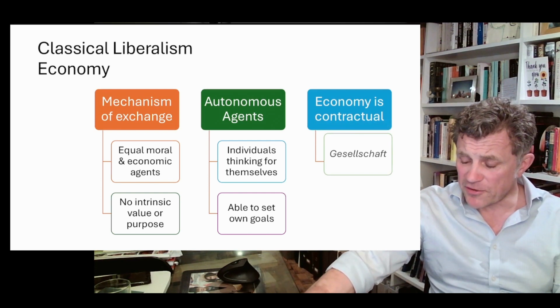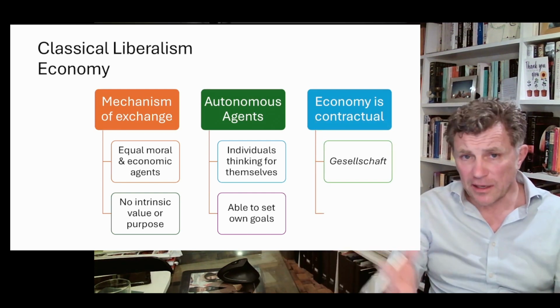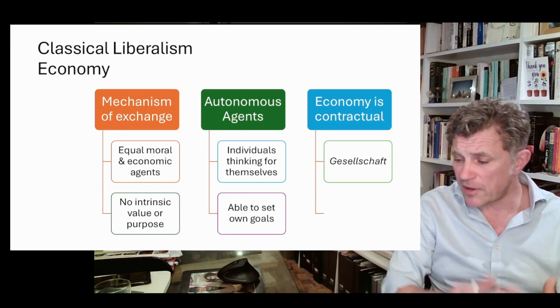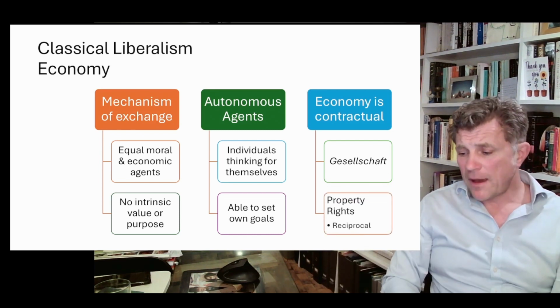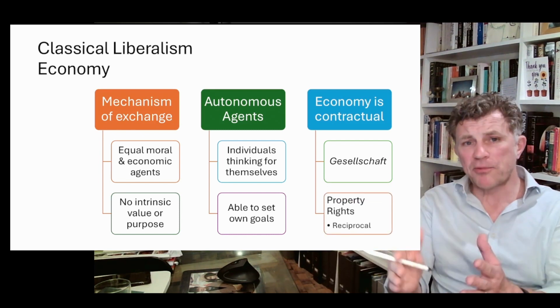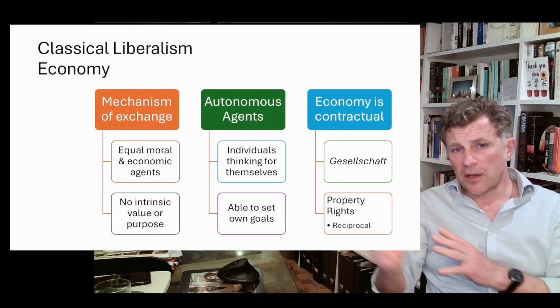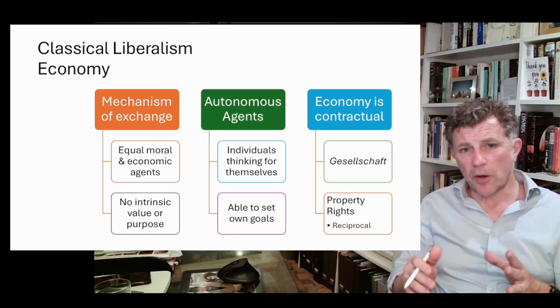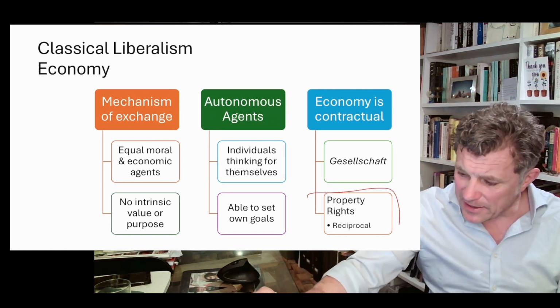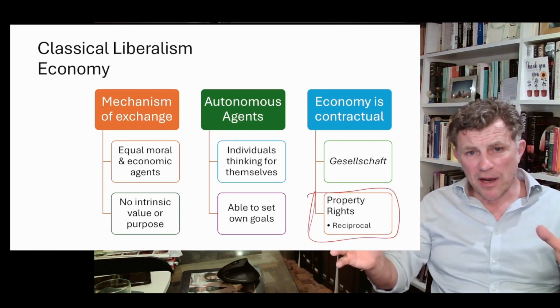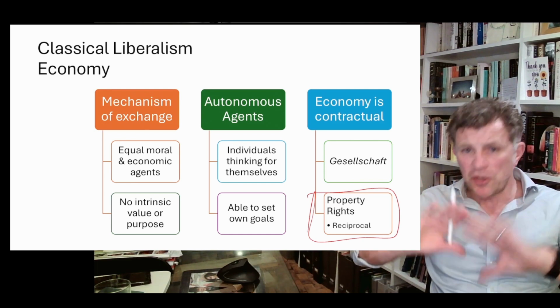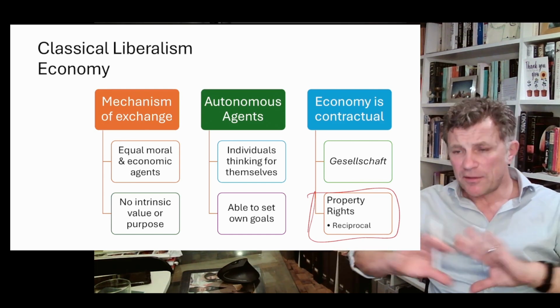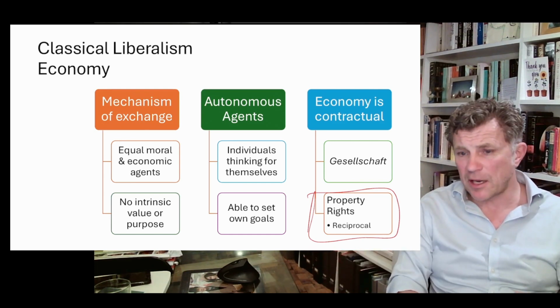So the economy is contractual. Again, it's a Gesellschaft. The links between the individuals are contractual rather than empathetic or social. And we respect property rights. My property rights are absolute. You don't take my stuff, I don't take your stuff. We are happy. So again, we're looking at negative rights. The idea that my rights are defined by you not getting involved. Nobody else is getting involved. Nobody is taking my stuff.